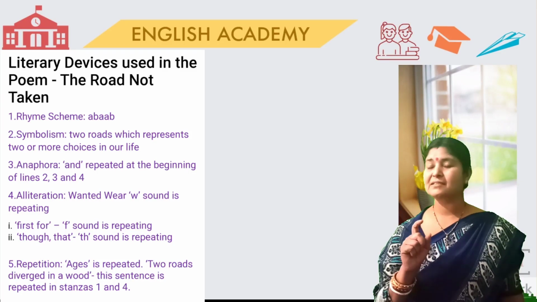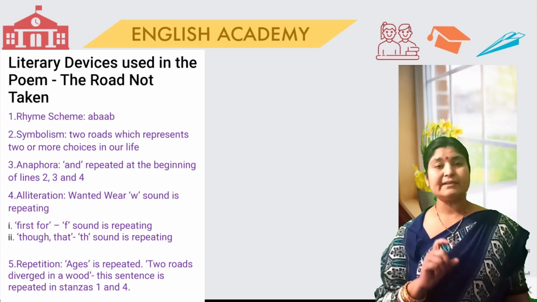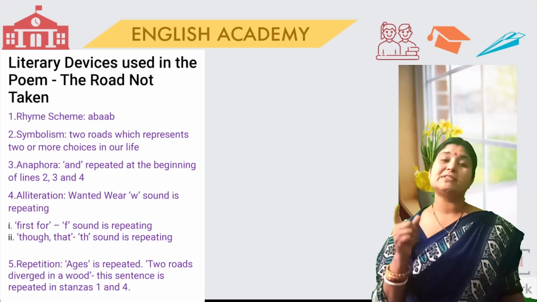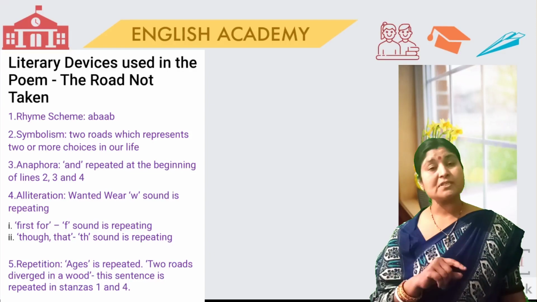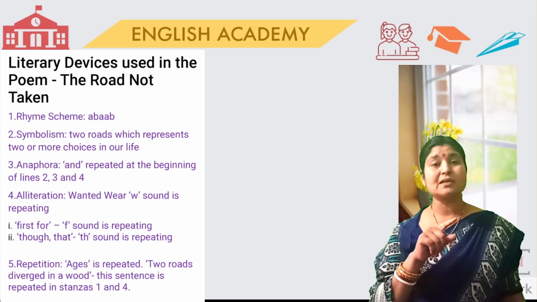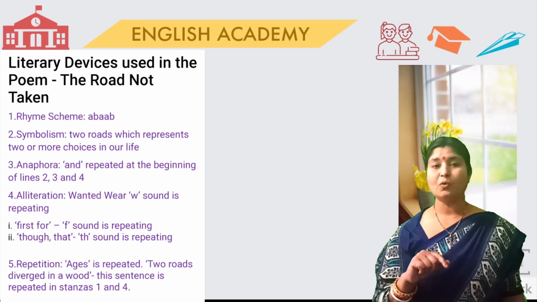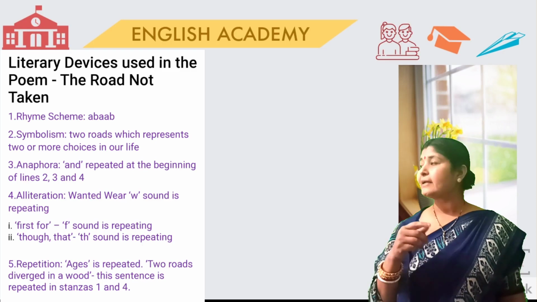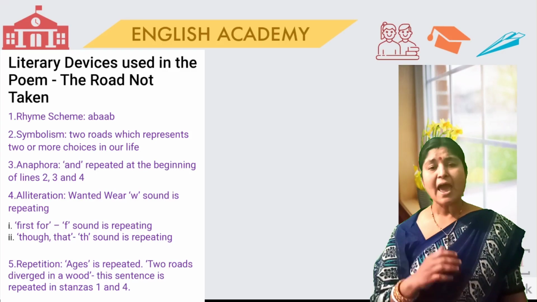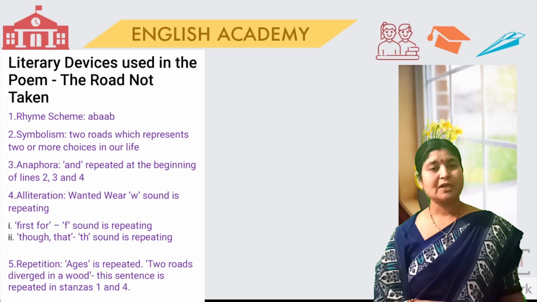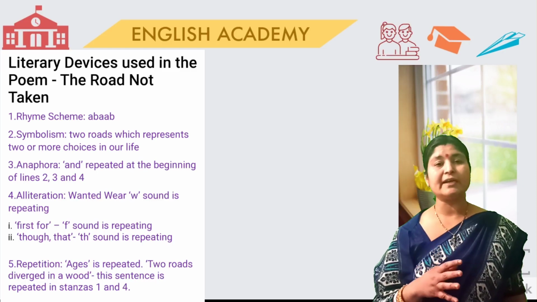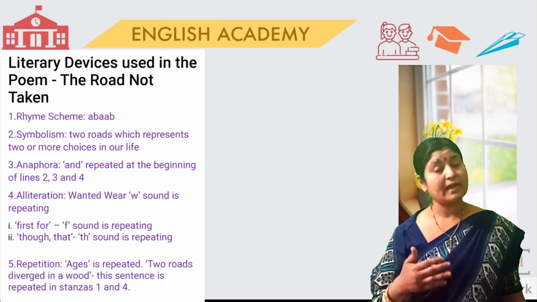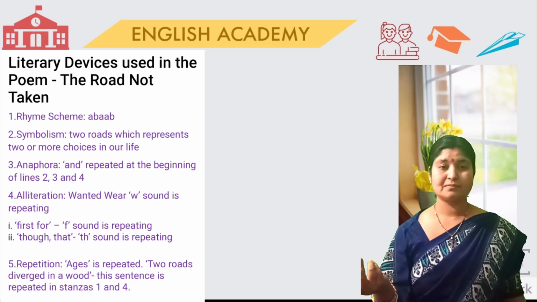Okay. The next, that is alliteration. Alliteration means repetition of a consonant sound. Here the W sound is repeating, like in 'for', the P sound is repeating, and in 'though' and 'that', the TH sound is repeating. Then next, that is repetition. 'Edges' is repeated. 'Two roads diverged in a wood.' This sentence is repeated in stanzas 1 as well as in 4. Okay.